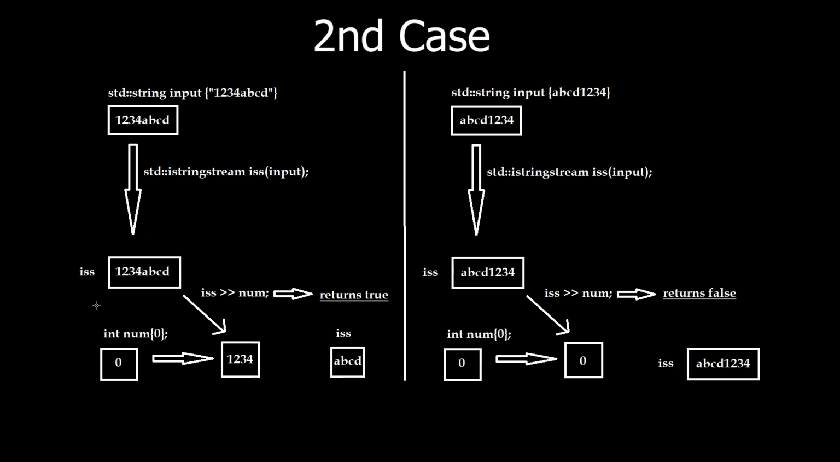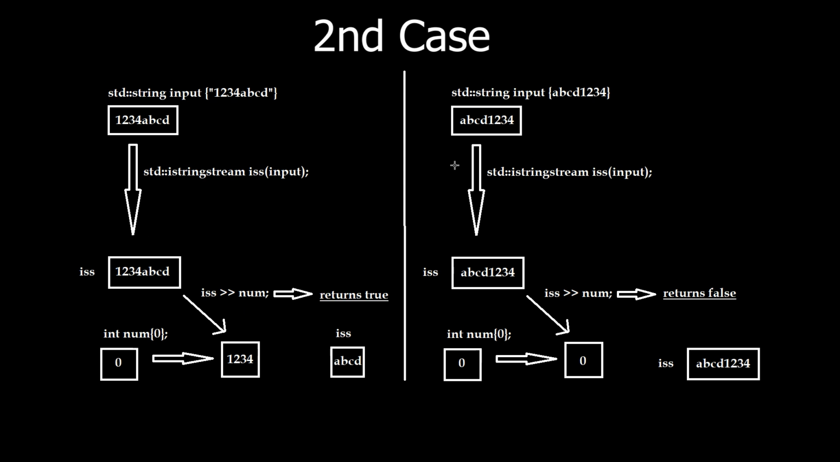But in the earlier scenario, it's going to take the first part, which is the integer part, and inject it into our num variable and leave the rest of the input inside our iss variable.